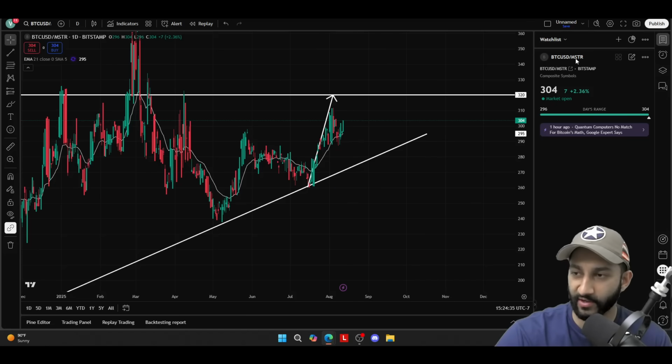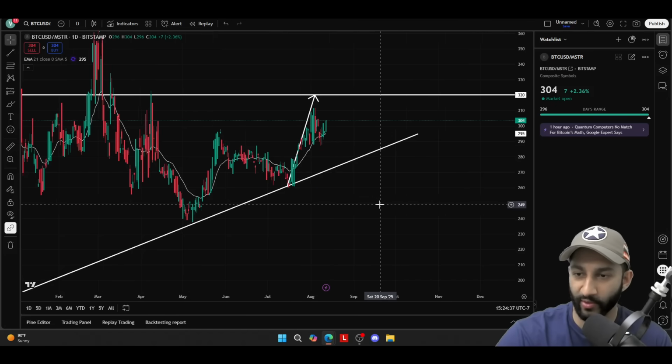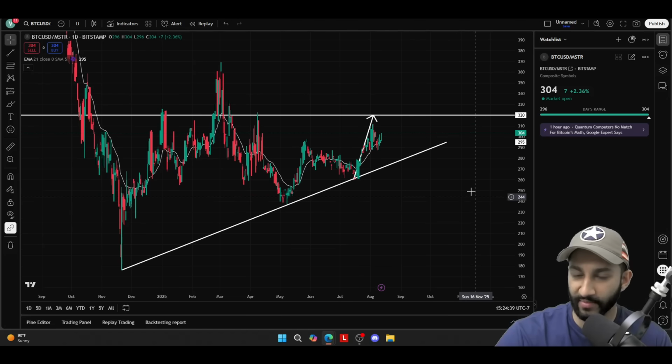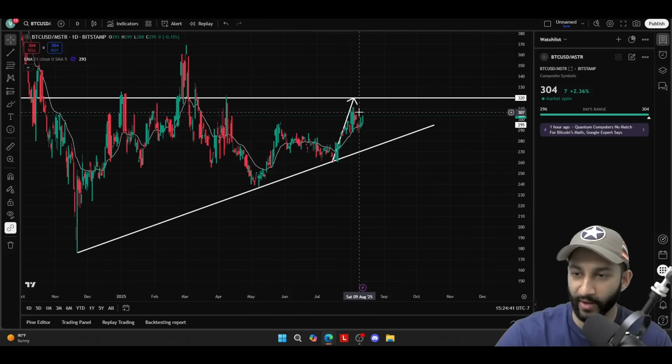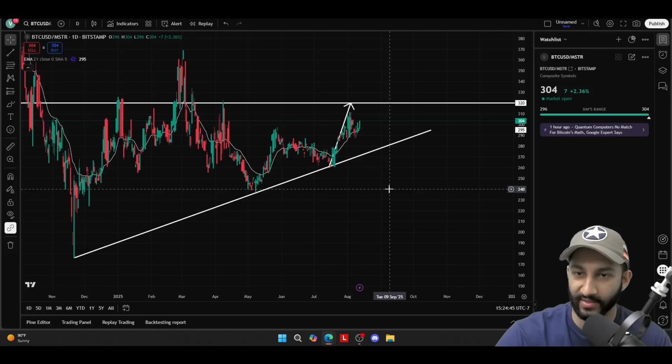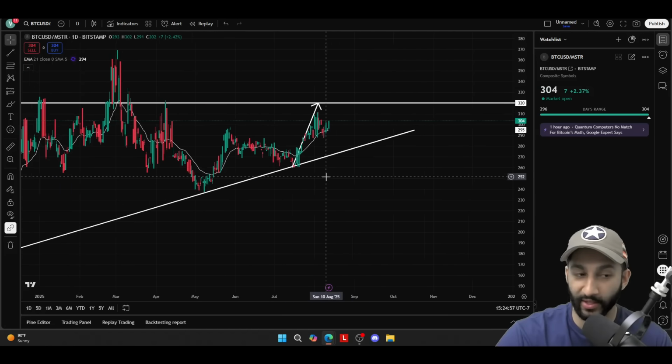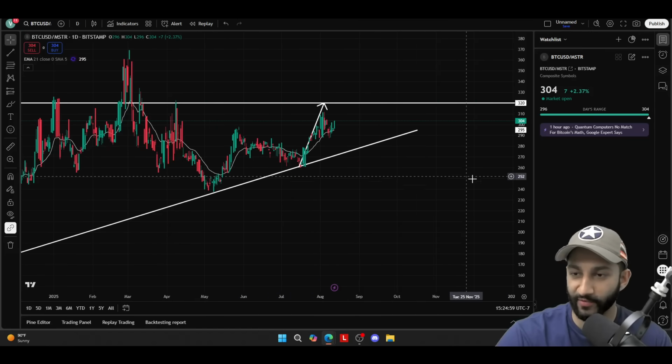304 times MSTR share price gets you 1 Bitcoin. So what is this chart telling me? It's telling me that if we continue to go up, that means it's taking more MSTR shares to buy 1 Bitcoin, which means that most likely MSTR is dropping in price, right? If this goes up higher and higher, that means it takes more of it to purchase 1 Bitcoin. So it looks like it's actually bullish. If you look at this chart, it's actually moving up higher.